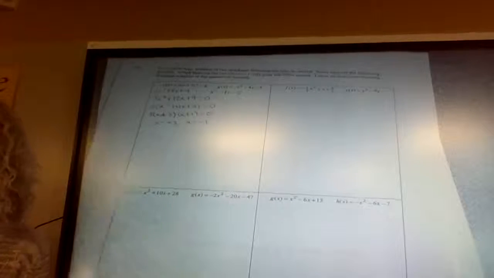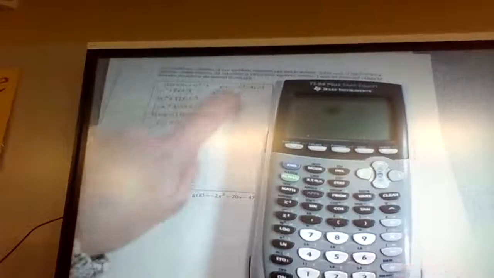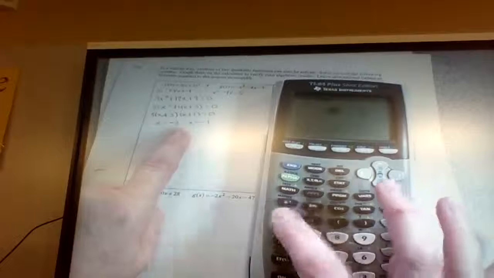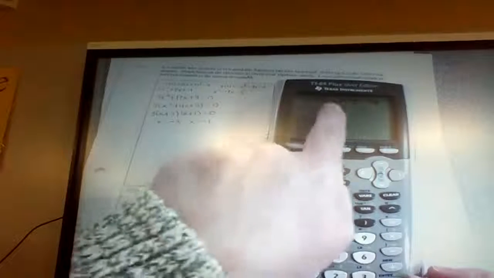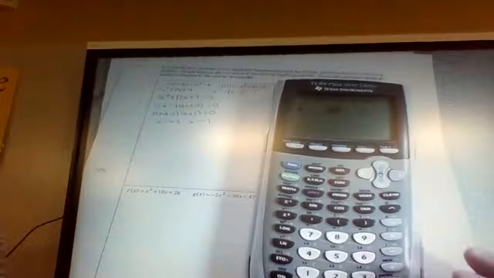Okay, so let me show you on your calculator. You can put this in and save it. Can you see this? Yeah. So I've got negative 3 squared minus 4 times negative 3 minus 5. Enter, and I get negative 2.